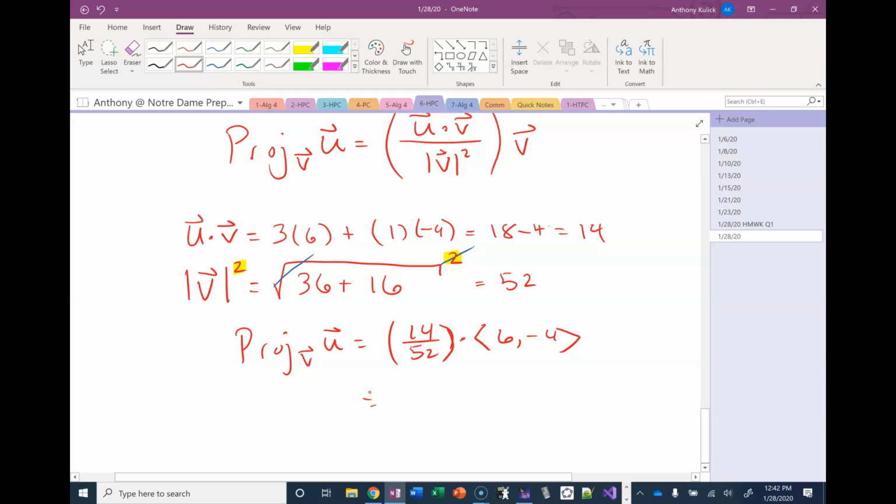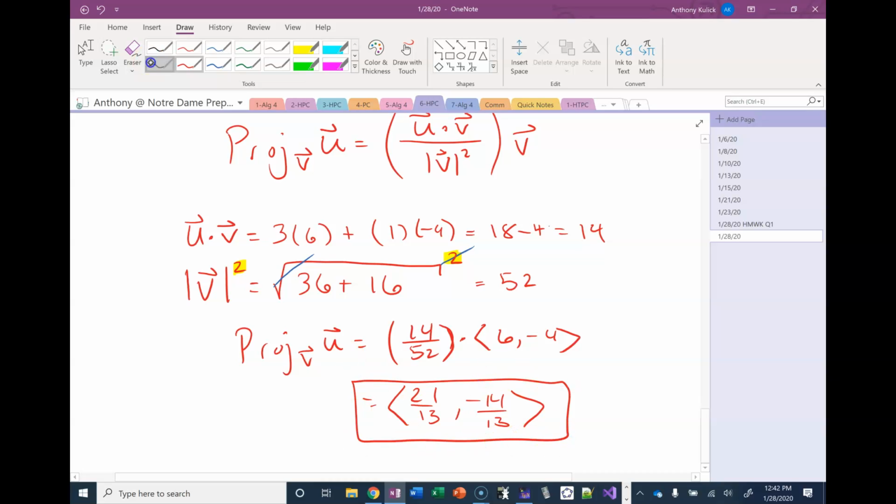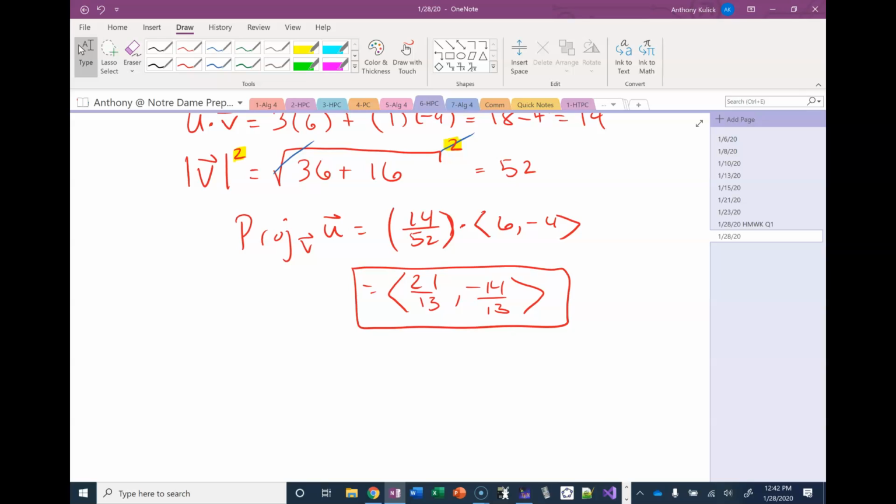So when I do that scalar multiplication and multiply those fractions and reduce, I get 21 over 13 and then -14 over 13. Everybody okay there? I skipped the fraction operations, but you guys should be able to handle that. Okay, so we have this answer.